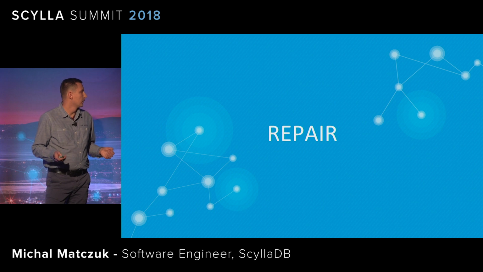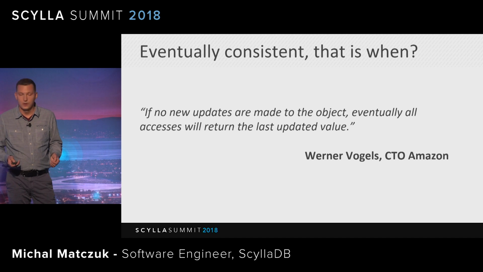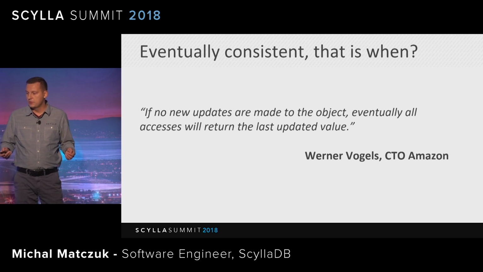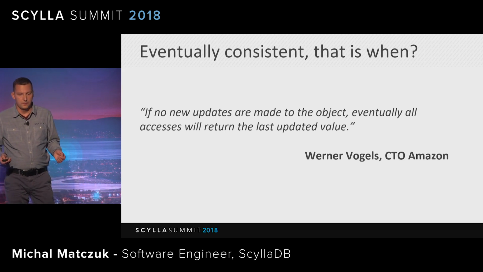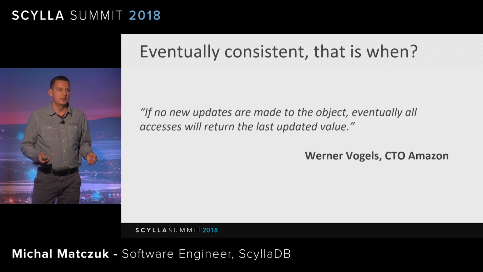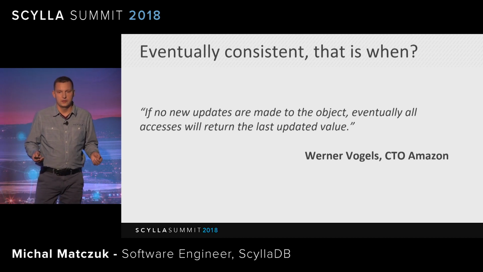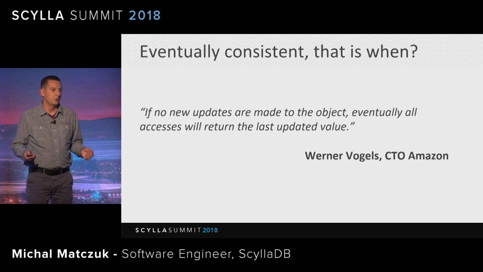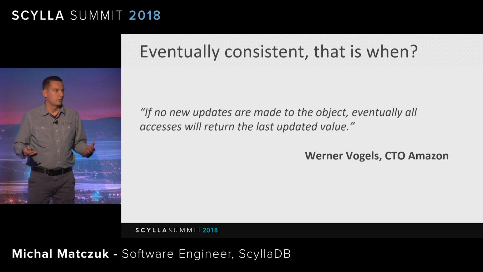OK, so let's talk about repair for a minute. So we all heard "eventually consistent" multiple times, but what does it actually mean? If no new updates are made to the object, eventually all access will return the last updated value. The point I'm trying to make here is that Scylla, as a distributed database by its nature, has to live with inconsistencies. And we fight them with hinted handoff or read repair, which I'll not cover here. But the last resort is anti-entropy repair, which repair solves.